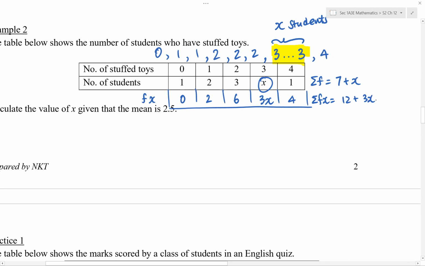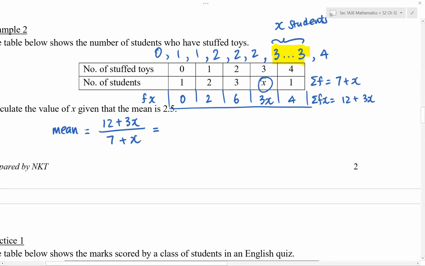Okay, so our mean is found by adding up the total number of stuffed toys. So the total number of stuffed toys is actually 12 plus 3x. Turns out it is an unknown. We don't know the number of stuffed toys altogether. However, the expression is going to be 12 plus 3x. We have to divide this by the total number of students who are surveyed, which is 7 plus x. Another same unknown over here, x.